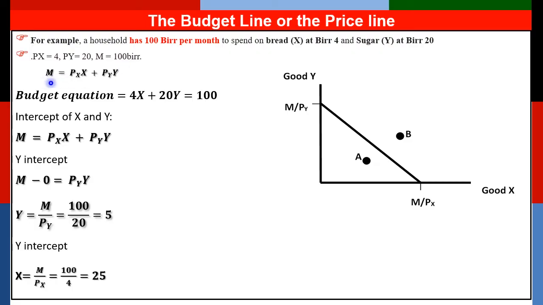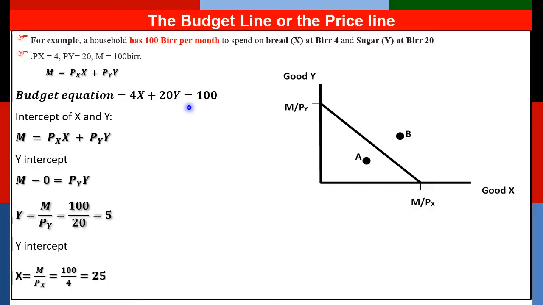Upon substitution in this equation, the budget equation is equal to 4X, where 4 is the price of X, multiplied by the quantity of X, plus 20, where 20 is the price of Y, multiplied by the quantity of Y, is equal to 100. 100 is the income. Therefore, this is the budget equation or budget constraint.